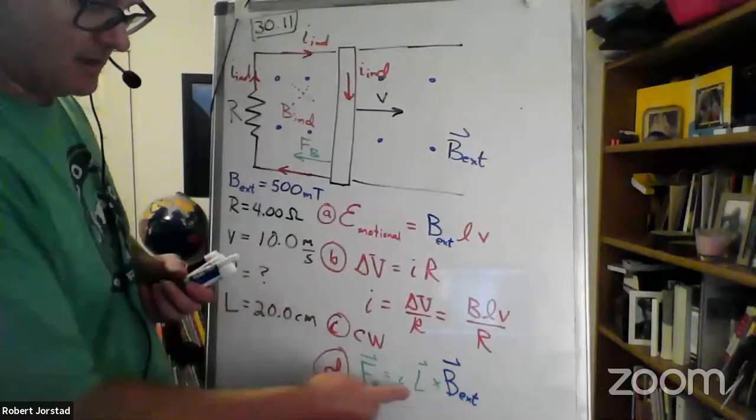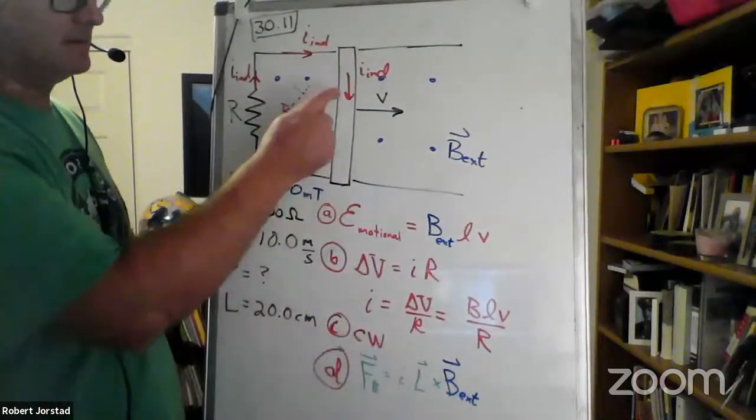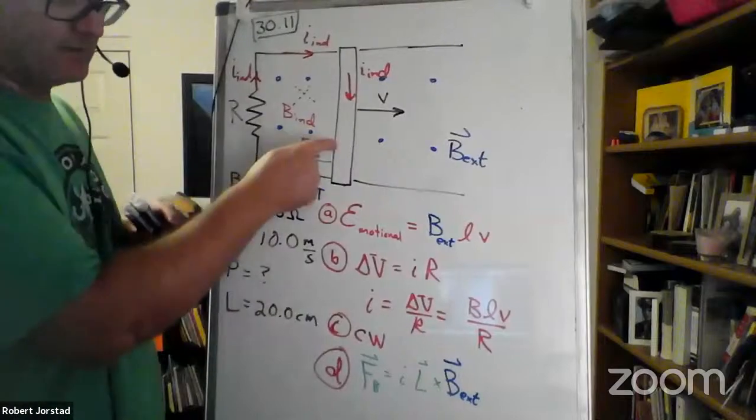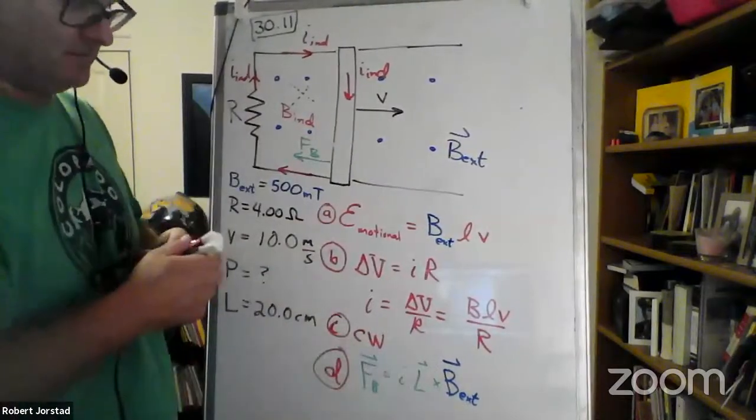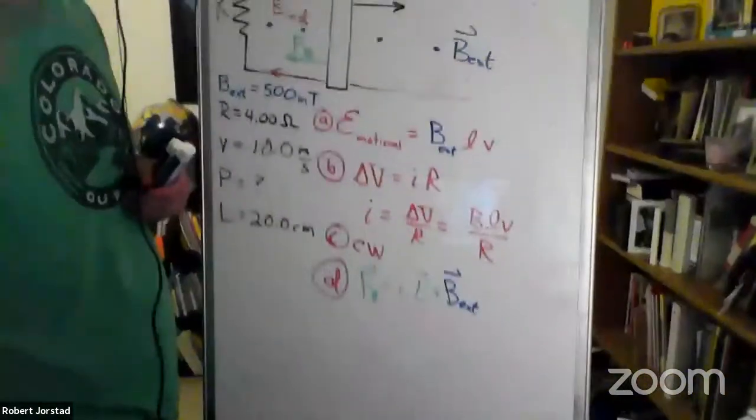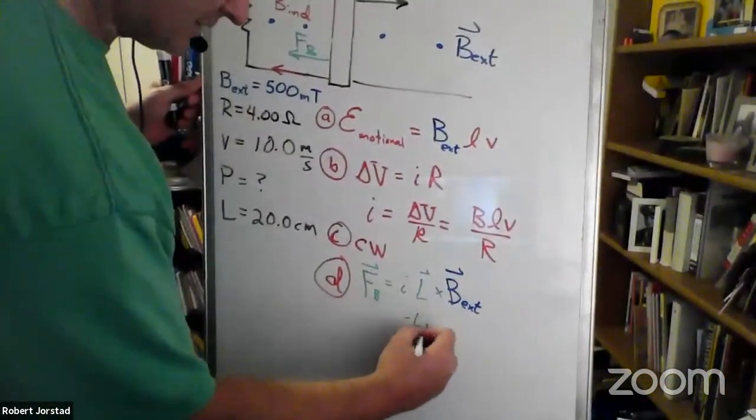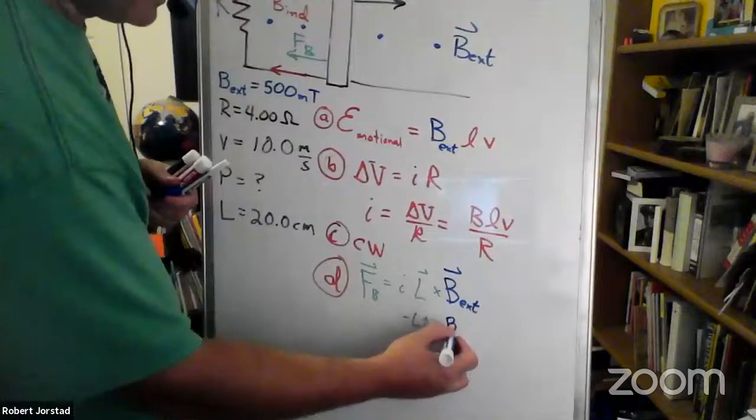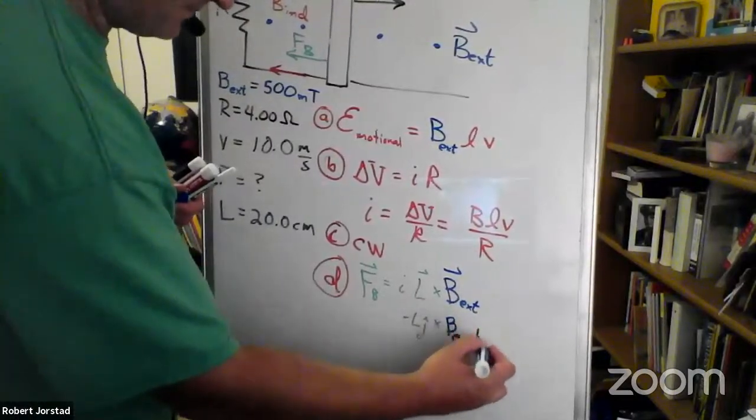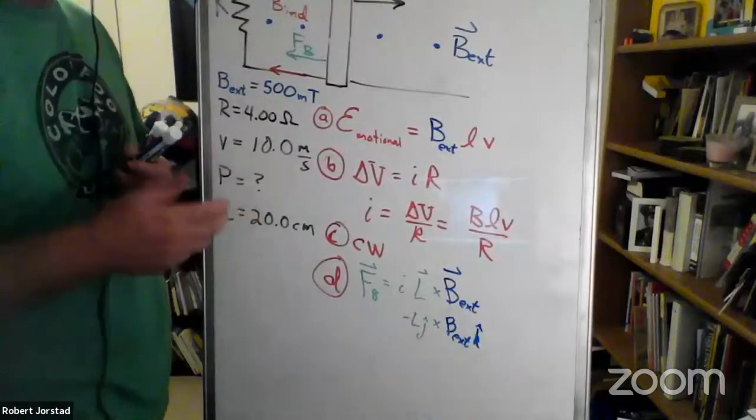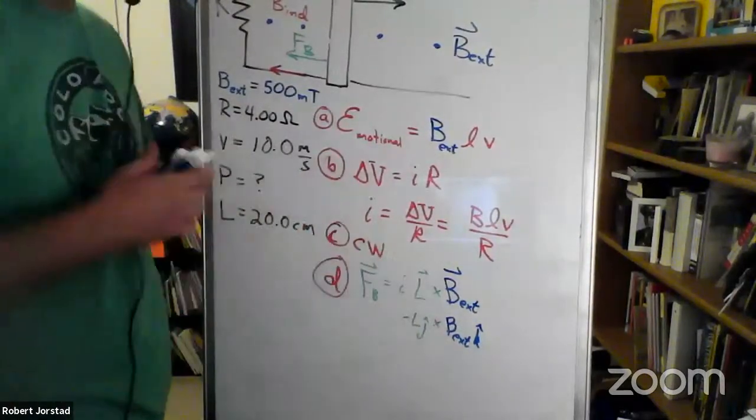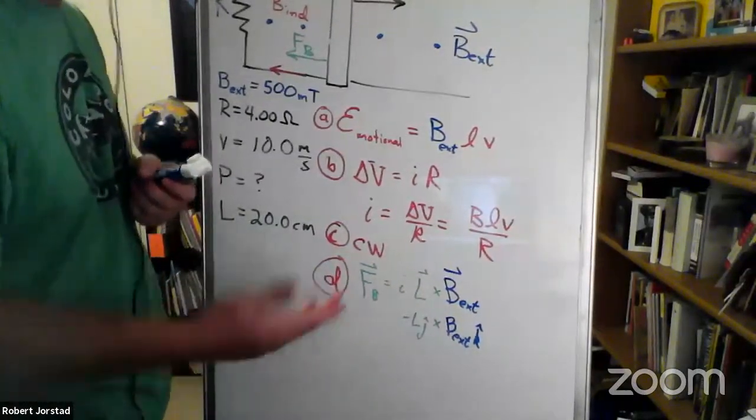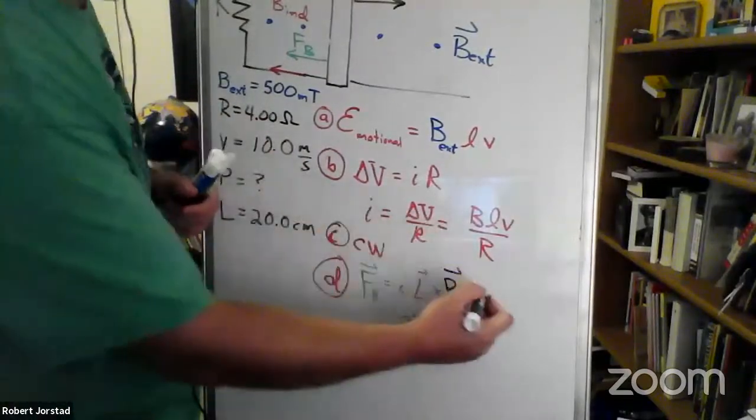I know the length vector should be 20 centimeters, negative j hat. The B external, so let me just get this down here. This is going to be negative L in the j hat crossed with B external in the k hat. And notice J goes to K goes to I, and you get negative I hat from the cross product. Notice how important it is to be careful whether you talk about I, the current, or I hat, the unit vector. So you better make sure you're doing a good job on that.